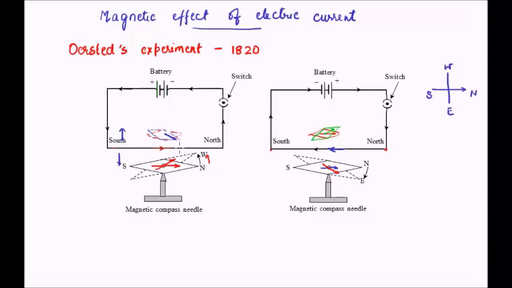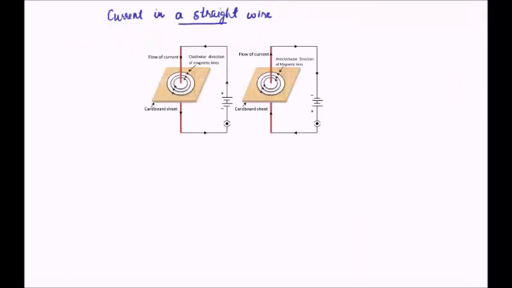Okay, now next let's see the magnetic field and the magnetic field lines due to a current carrying wire in a straight current carrying wire. That will help you gain insight into how to find the direction of the magnetic field. Let's do that.